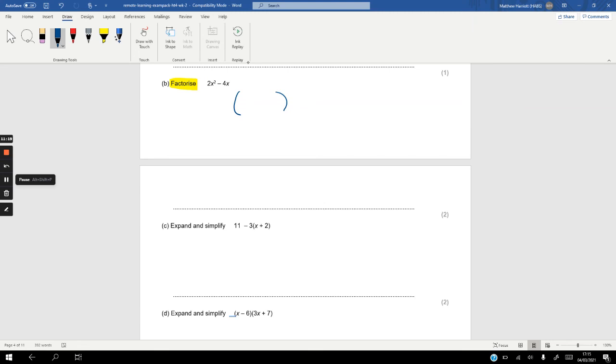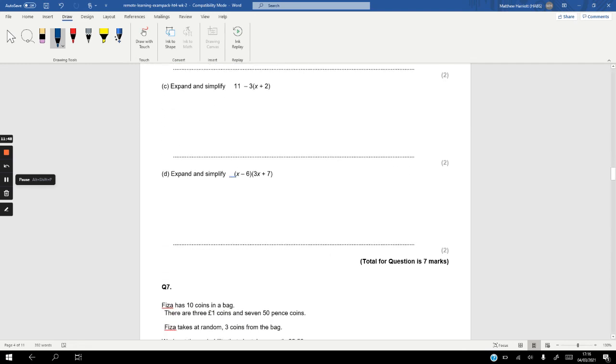The highest factor that's shared between both is going to be 2, because that's the highest common factor of the numbers, and then x, because that's the highest common factor of x squared and x. And then I need to think, what do I need in the bracket so that when I expand it, I get this answer. 2x times by x gives me 2x squared. 2x times by -2 gives me -4x. So 2x lots of x minus 2 is my answer.